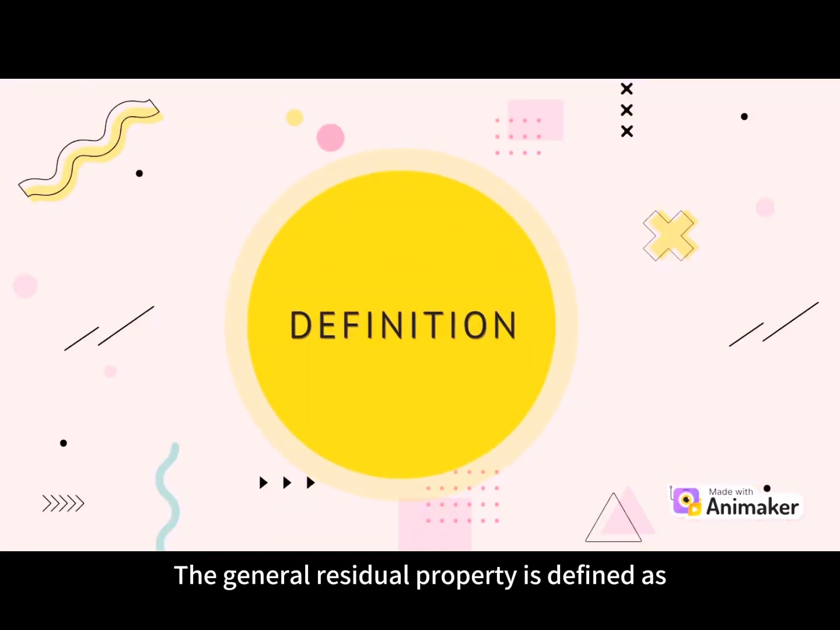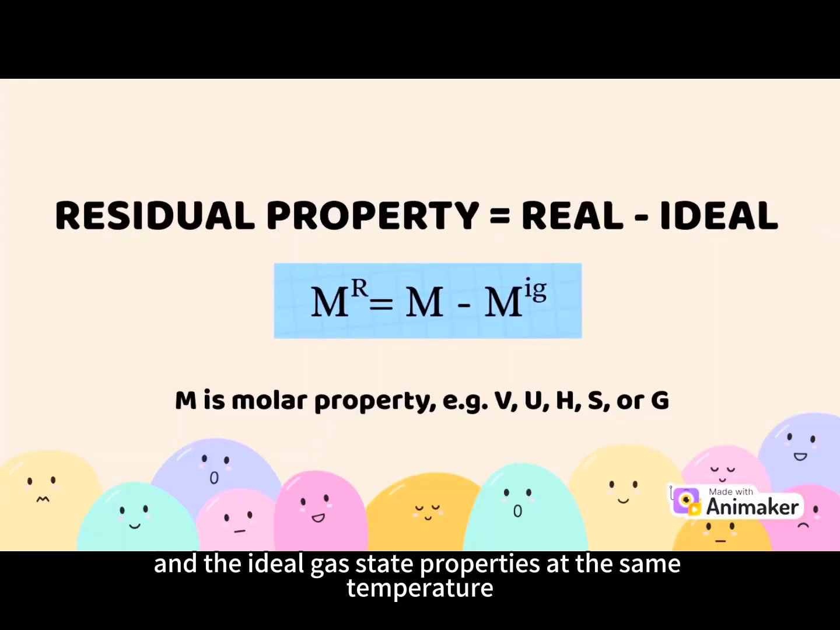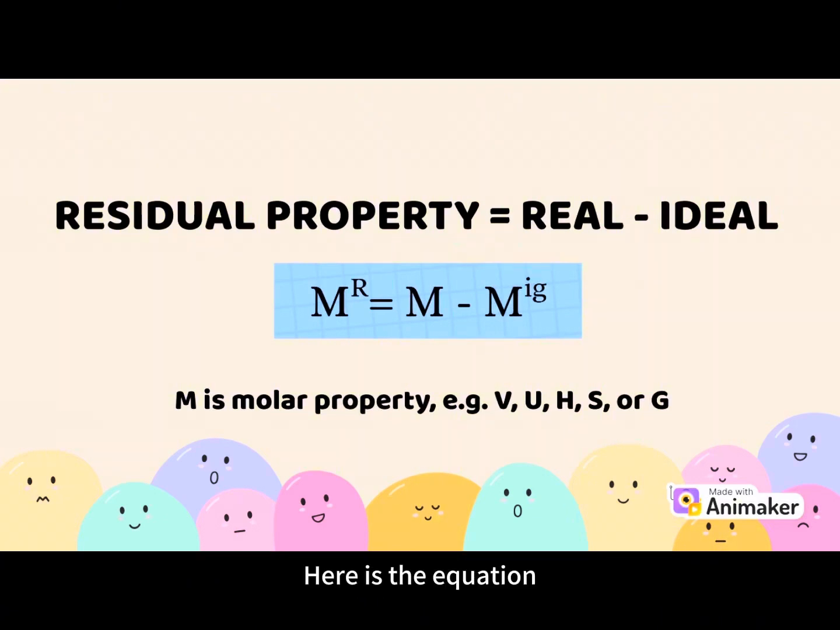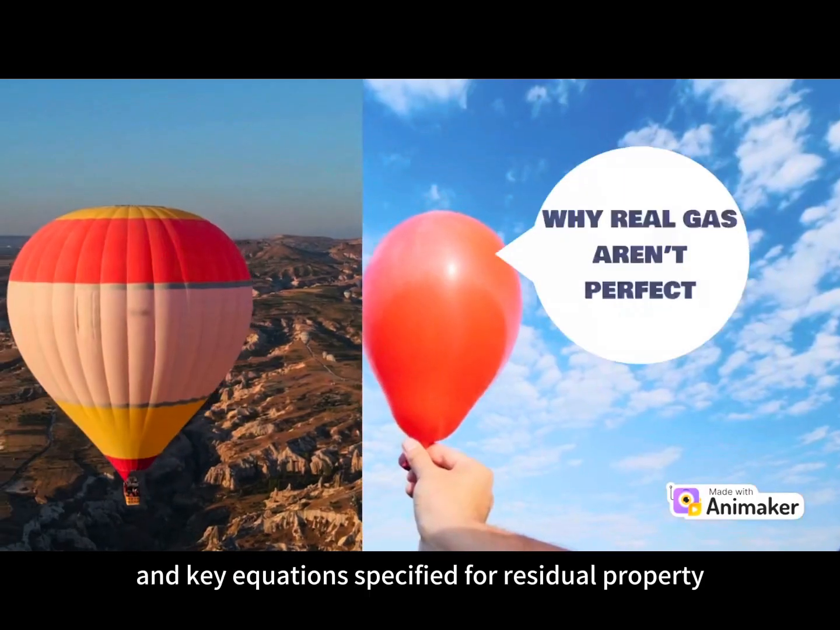The generic residual property is defined as the difference between an actual property and the ideal gas state property at the same T and P. Here is the equation, where M is valid for any molar property, including V, U, H, S, or G. There are mathematical expressions and equations specified for residual property.